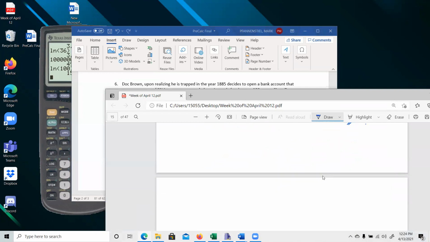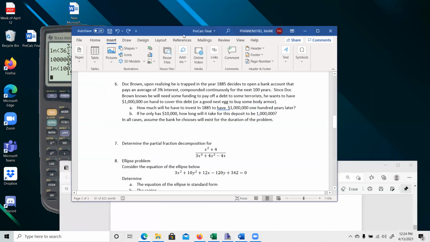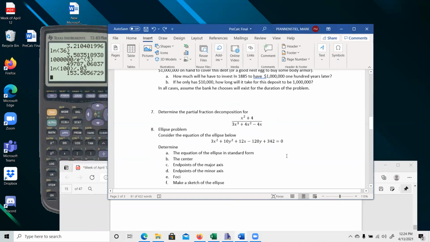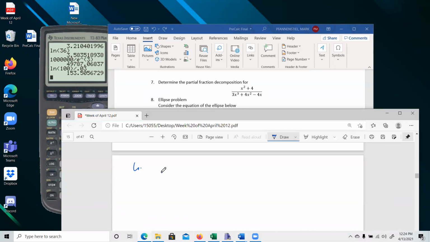Okay, how about number 6? We'll do a partial fraction. I guarantee you, you're going to be using this in Calc 2. You're going to need it. As a matter of fact, I often go to Calc 2 parts of calculus books and steal their partial fractions for you guys. So, x squared plus 4 divided by 3x cubed plus 4x squared minus 4x.